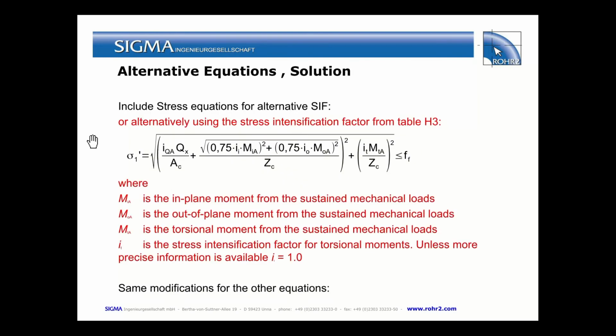Now how was this solved? We now introduced the alternative equations, and in these alternative equations the way how to use the in-plane and out-of-plane factors is described, and now you can see we correctly use this 0.75 times i in the primary load equations for Ii and Io, and it's also specified how to combine the bending contribution with the axial loads and the torsional moments.